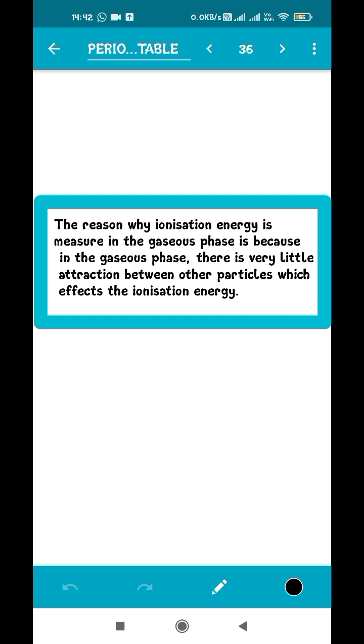There is another question which can come to your mind: why do we consider a gaseous atom, or a gaseous ion, in both the definitions of electron affinity and ionization potential? What is the reason? Let's see.